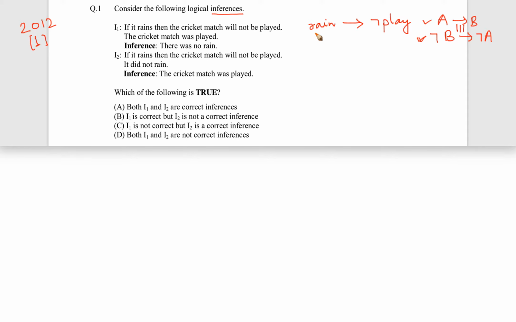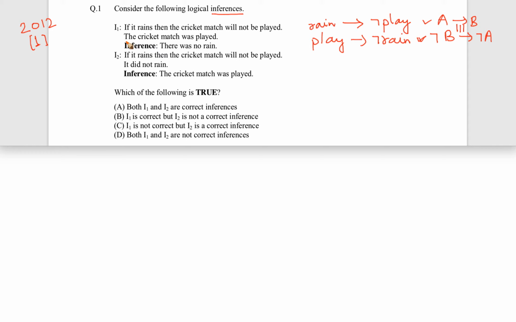So now in the same fashion, I can say that if this is A and this is B, then A implies B means not B implies not A, which means that not of this, which is simply play, will imply not of this, which means not rain. Okay, so if this thing is true, then this thing is also true.